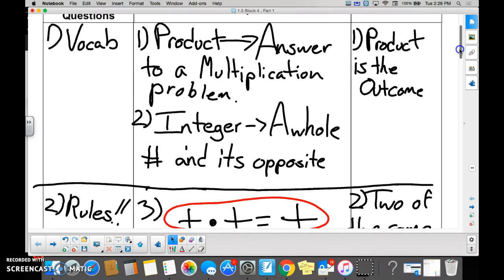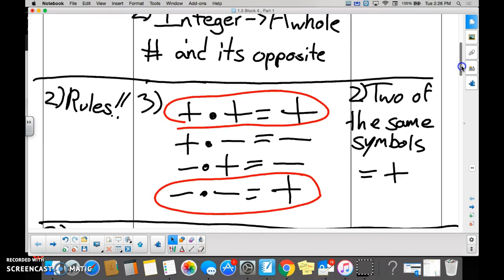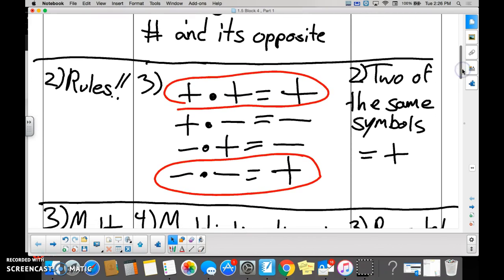So, going down to our rules. This is very similar to our adding and subtracting positive and negative integers. So, when we see two symbols together, what should we be hearing in our heads? Ding, ding, ding, ding. Right, because whenever there's two of the same, what are we going to be seeing as our product? What is our outcome going to be? Ayu? A positive. It's going to be a positive, right.